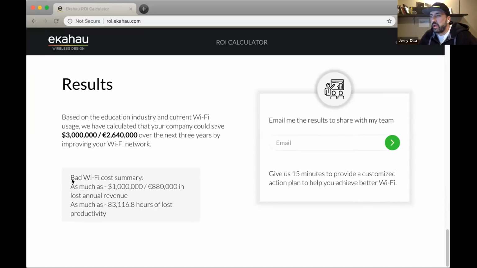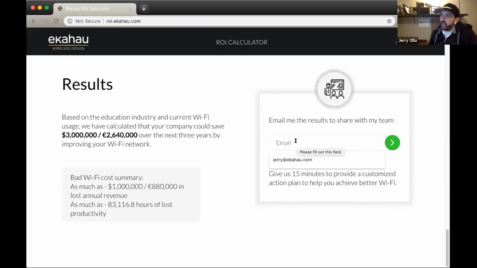Really, what we get is the summary of the results here at the bottom. It's telling me the bad Wi-Fi cost summary as far as lost annual revenue, but it also breaks out how many hours of lost productivity can be attributed to the bad Wi-Fi based on those selections. Then you can plug in your email address there, and we'll shoot you more details about those calculations, how we came up with them, as well as some industry specific things we have to offer.